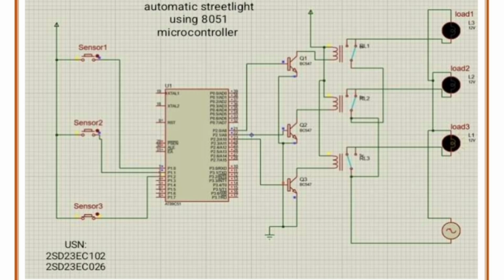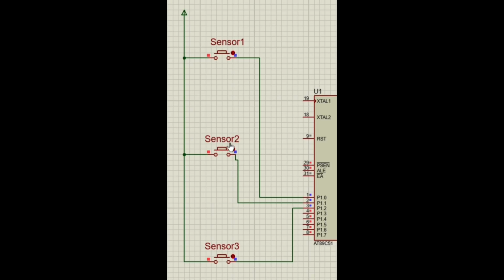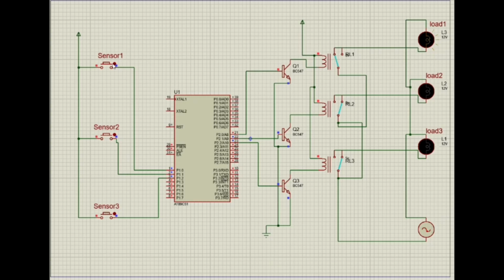Now, let us explain the connections. We have three sensors: sensor 1, sensor 2 and sensor 3. These are likely IR sensors or light dependent resistors that detect darkness or motion on the street. When a sensor is triggered, it sends a signal to the 8051 microcontroller through port 1. The microcontroller is programmed to monitor these inputs. When it detects a low signal from any sensor, it activates the corresponding output pin.